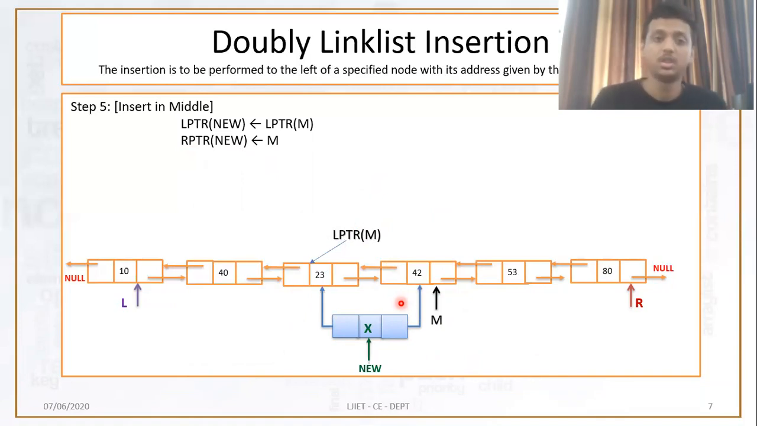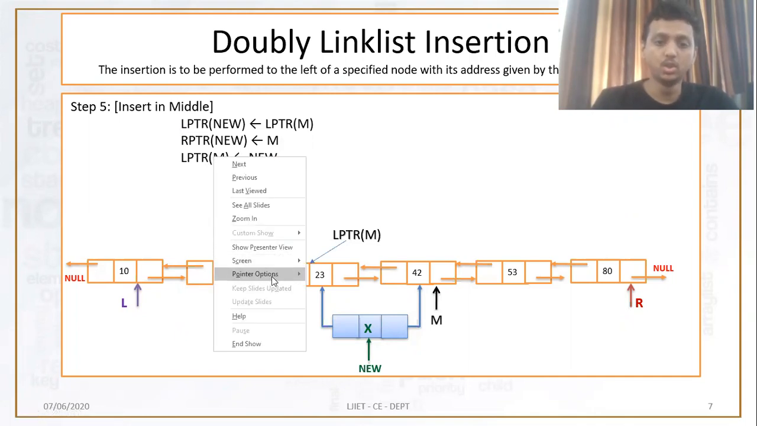Now, what is my next step? See, I'm just removing this link. Okay, no, I'm not removing this link, I'm removing this link. RPTR of LPTR of M. See, LPTR of M should point to new. So what I need to write? I need to write LPTR of M pointing to new. See, LPTR of M pointing to new.